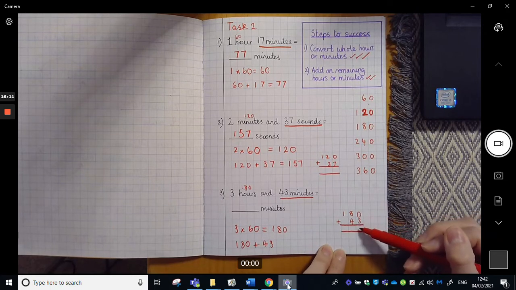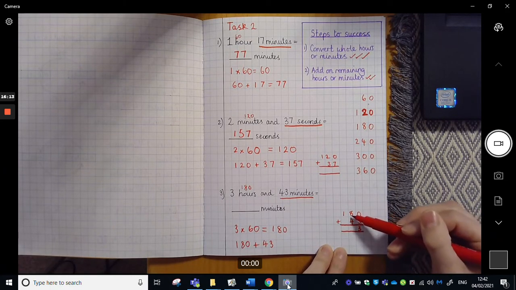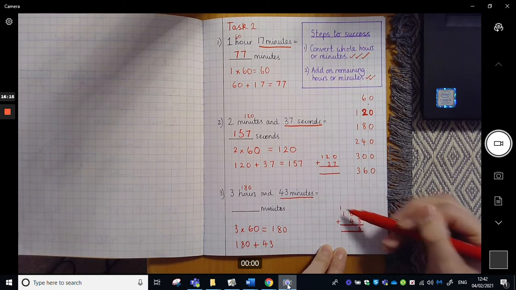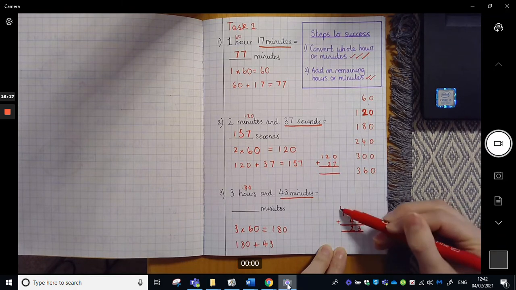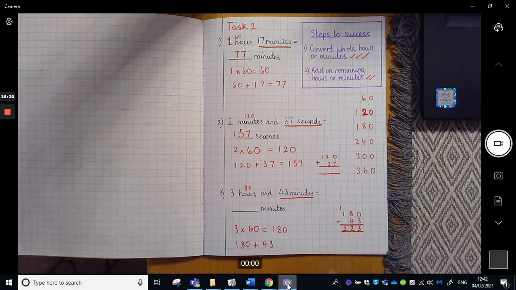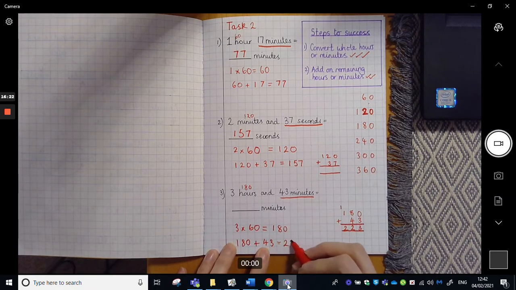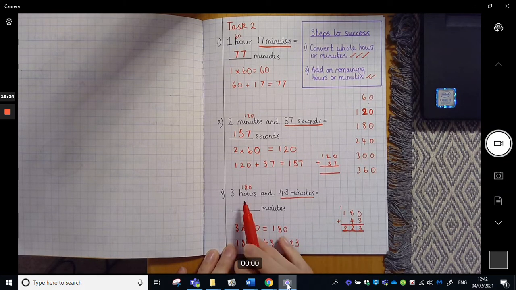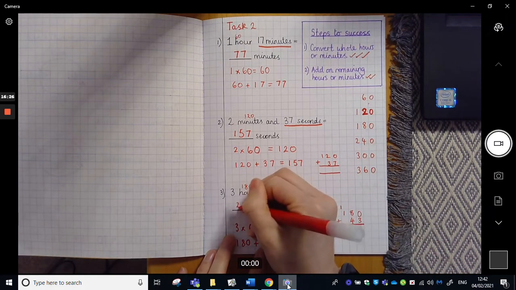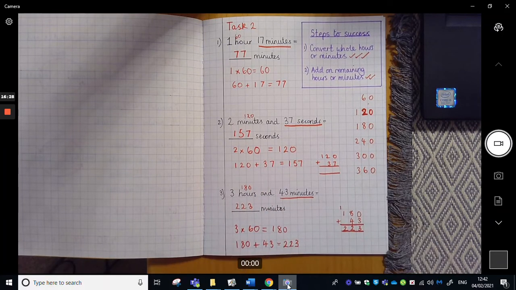So 0 add 3 is 3. 8 add 4 is 12. And 1 add 1 is 2. So that is equal to 223. So 3 hours and 40 minutes is 223 minutes in total.